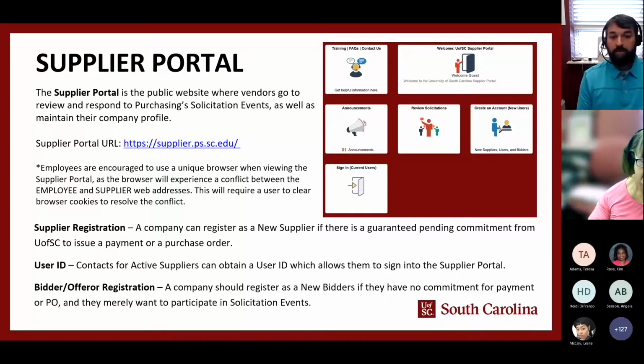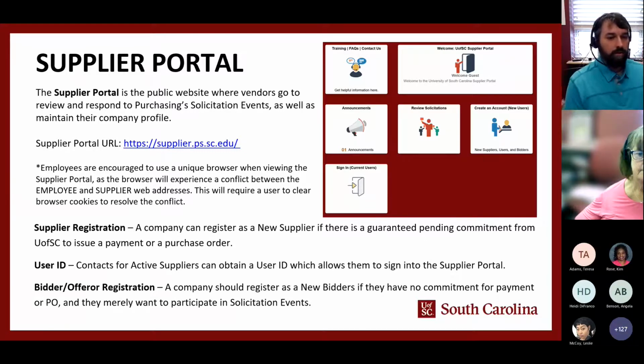Otherwise, if they don't have any kind of potential to get business from us in the near future, they must register as a bidder. And the other term for that is offerer. So bidder and offerer are synonyms in the system. They should never register as a new supplier if they are only interested in looking at solicitations and submitting bids. Once they become a bona fide supplier for the purpose of doing business, and that means they will eventually get paid from us in the near future, that's when they can become a registered supplier.